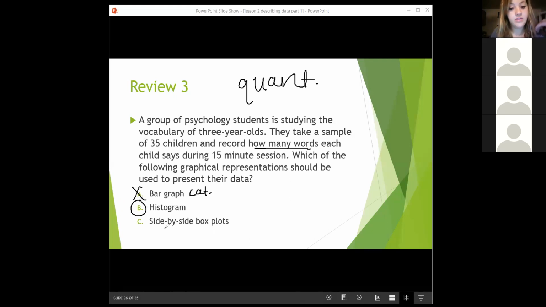And remember, C is if we're talking about 2 quantitative variables, and we're not. We're only talking about 1, which is words. So C can't be the answer. So our answer is B here. All right, good job.